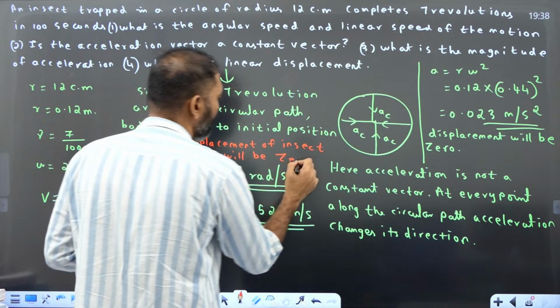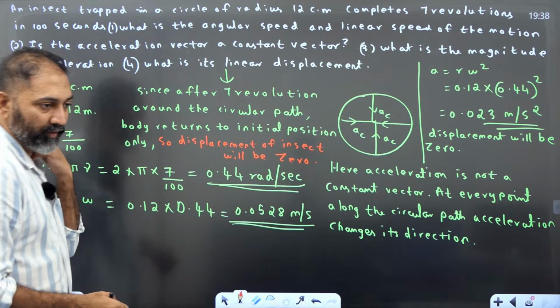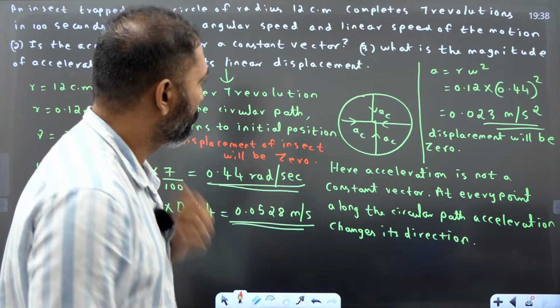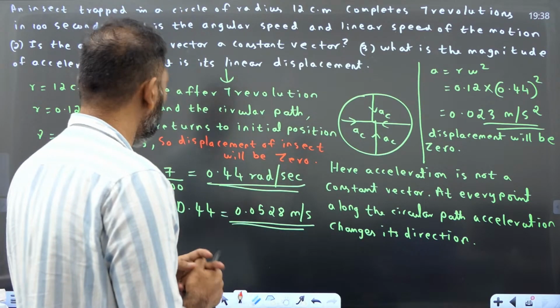Any doubt regarding any step? Any doubt regarding any steps?